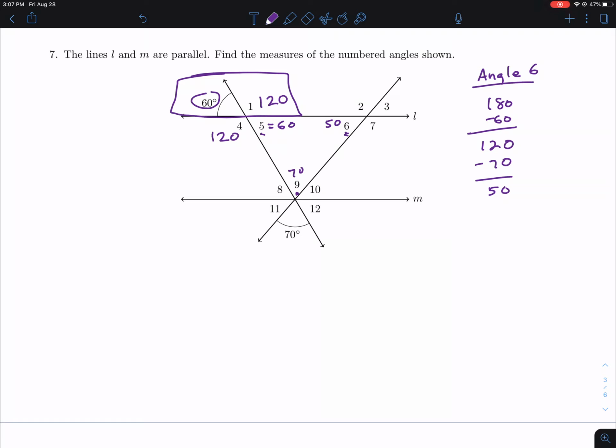So notice at this point, all I've actually used is the supplementary property, the vertical angles property, and the triangle property. I haven't actually used any other fancy ones yet, so we'll get to those in a little bit.